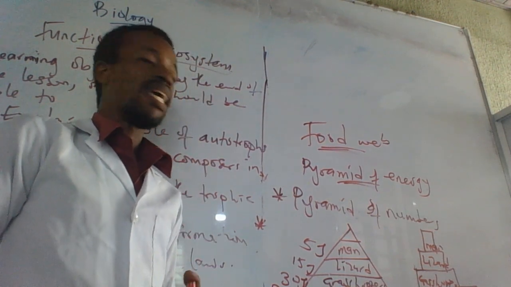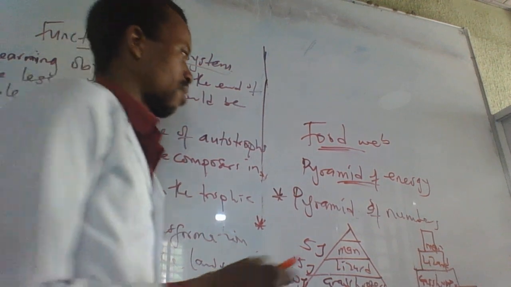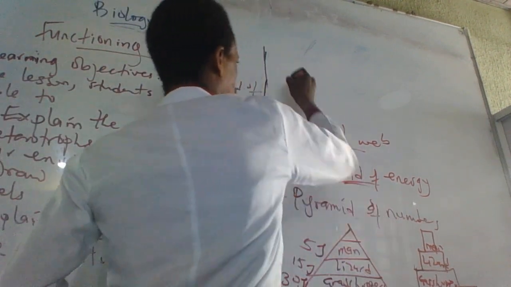The last one is what? Pyramid of what? Biomass. Pyramid of biomass.